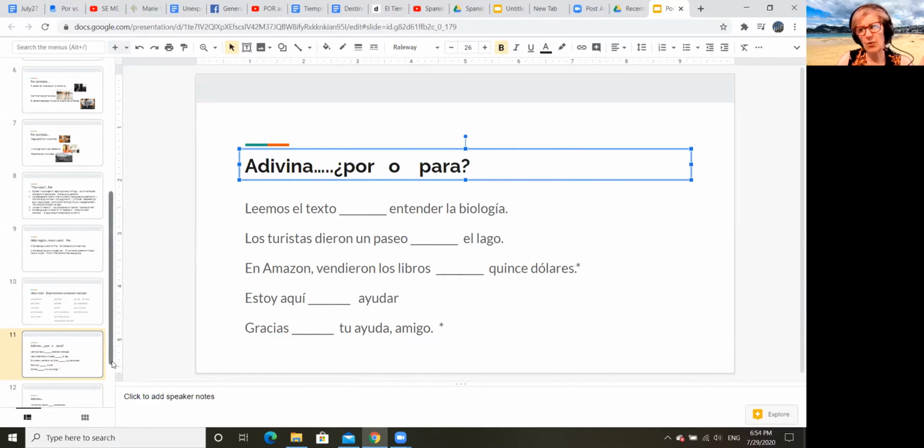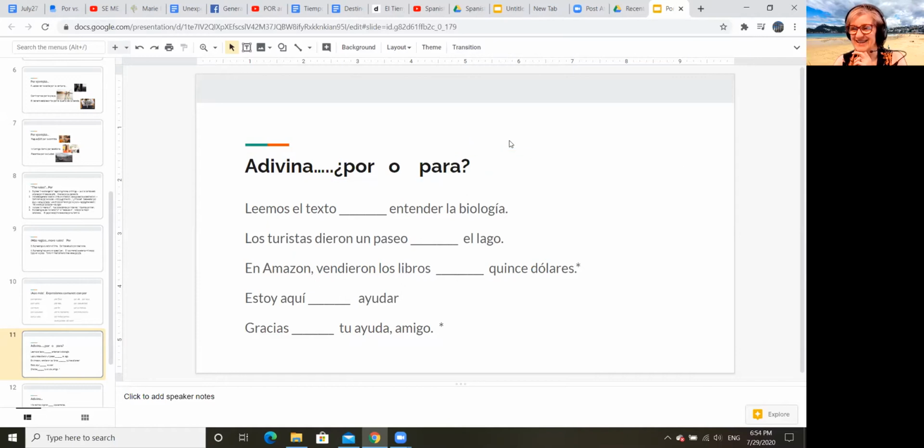Anything you missed and you don't know why? I mean, it's 50-50. You know what the right answer is if you didn't get it right. But el por qué, the why, right? Por qué is why, and para qué is for what purpose, right? Okay.